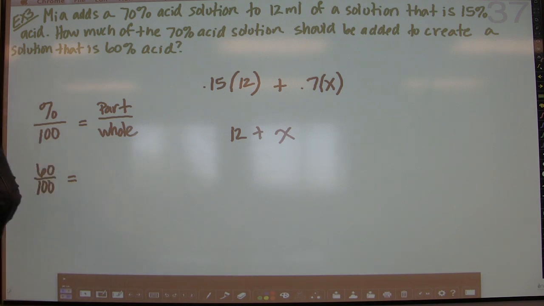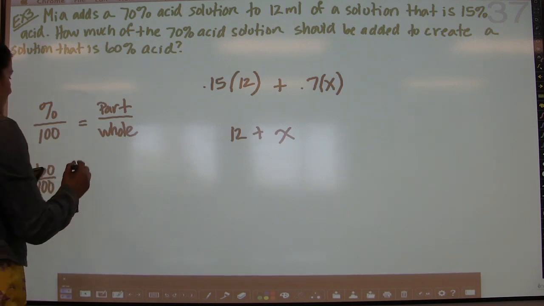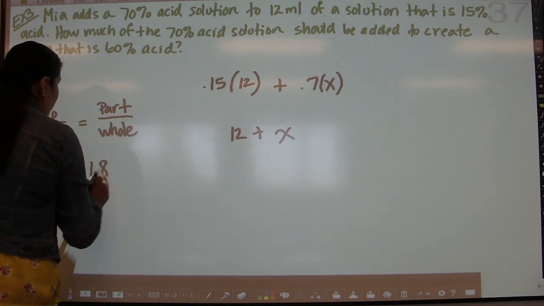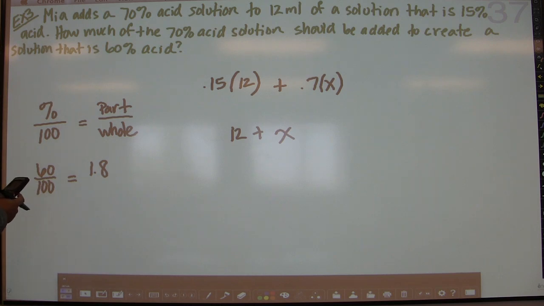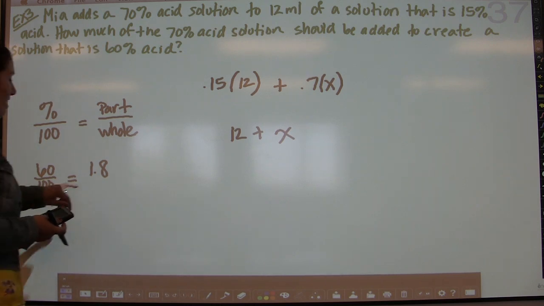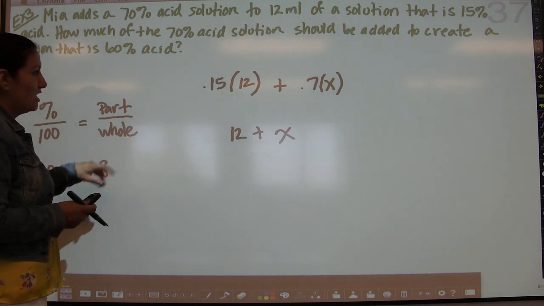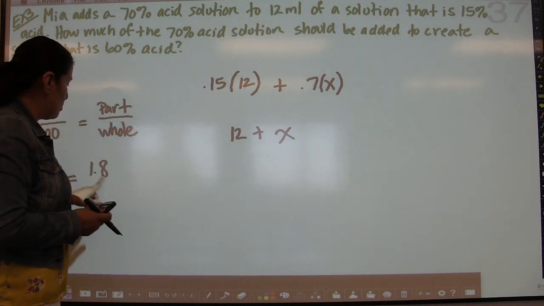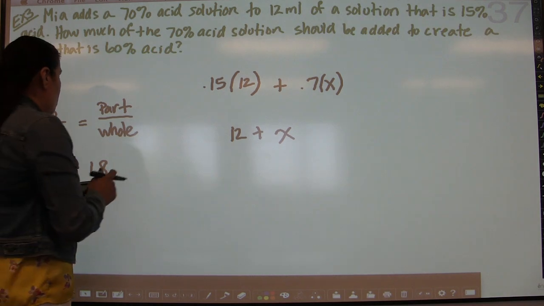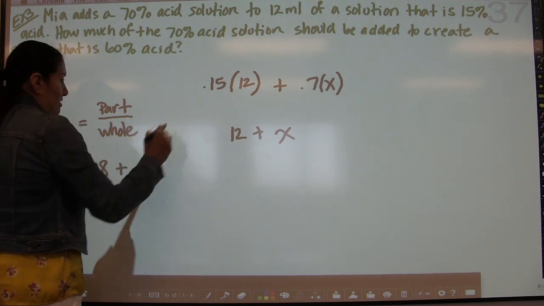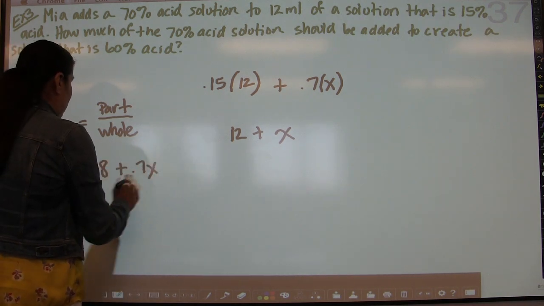So that calculator is on a battery. So we'll take this one. 0.15 times 12 is going to give us 1.8. So right now we have 1.8 milliliters of acid, because 15% of 12 comes out to 1.8 acid. What we don't know is the X, so we're just going to write 0.7X like that.